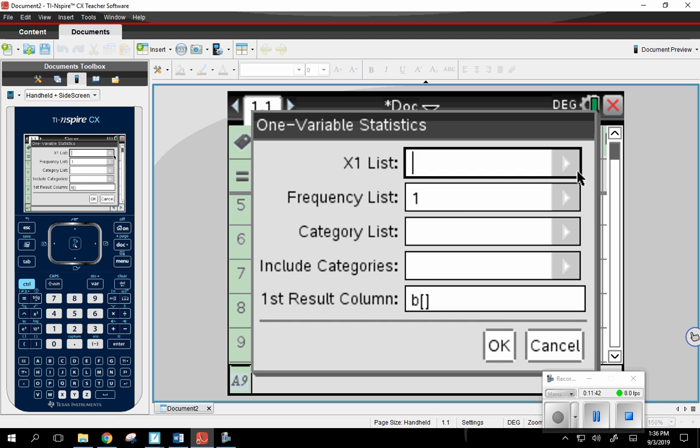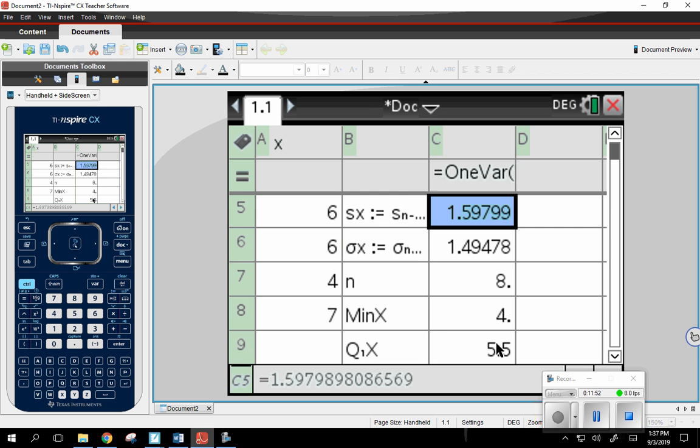There we go. Change this to X, the title I put in. Even if you try to remove the frequency list, it's going to come back as soon as you get out of that box. So don't worry about that. Looks like everything's going to show up in column B. Click OK. And there we go. That is the 1.49 that we got by hand. Okay. Much, much faster on the calculator if you remember your keystrokes.